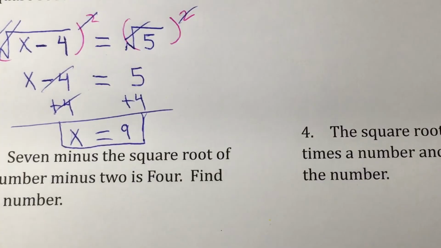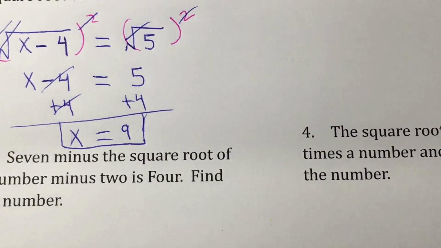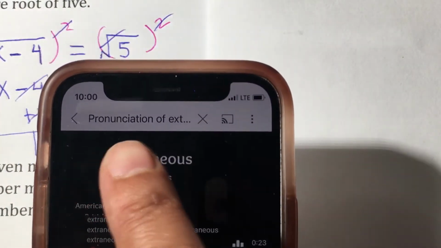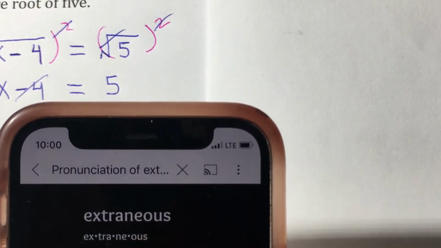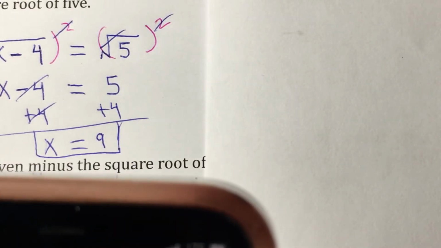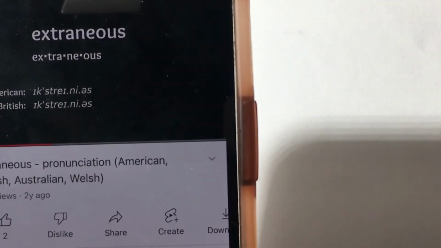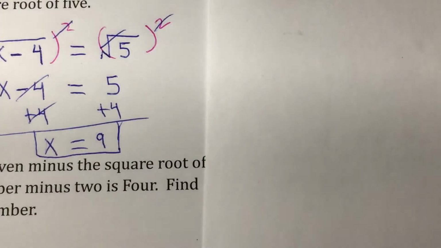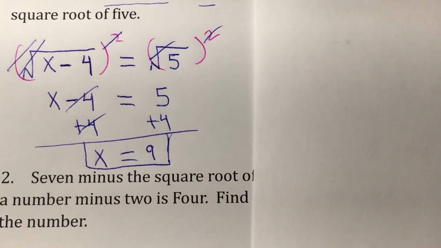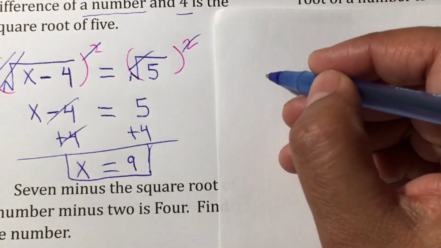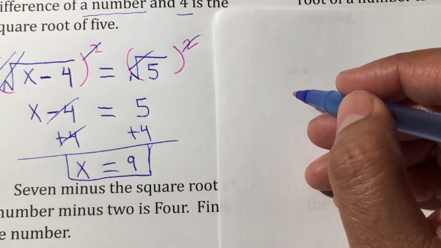Now, in this case, we can actually have some answers that are not true answers. They're extraneous answers. If you don't know how to pronounce something, you can even go to YouTube and just say pronunciation and then write the word and it will give it to you. Extraneous. In British English. Extraneous. In Australian English. Extraneous. Sometimes even then I cannot pronounce it. I'm sorry.